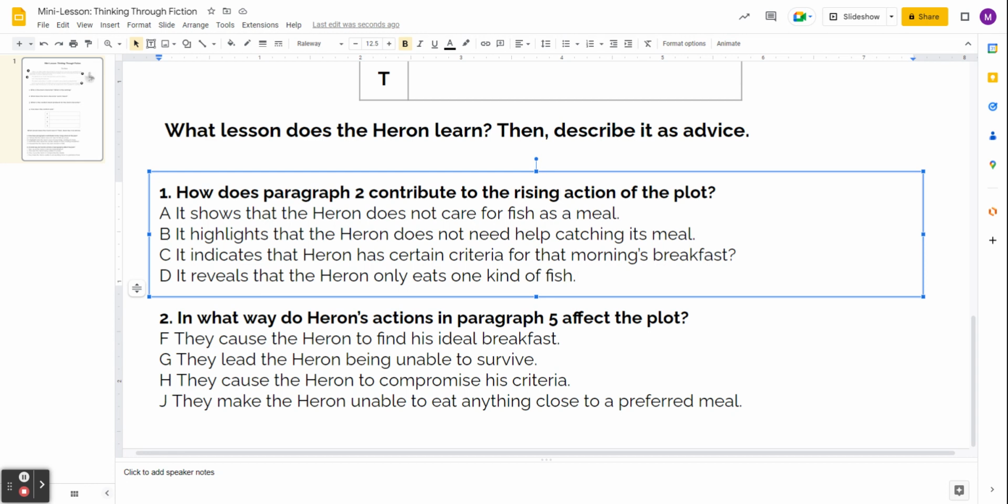So does it show that the heron does not care for fish as a meal? No, he's looking for fish. Does it highlight that the heron does not need help catching it? Well, we have this word help, and that's not really part of the story. He doesn't need help. He's not looking for help. He's capable. It indicates that the heron has certain criteria for the morning's breakfast.